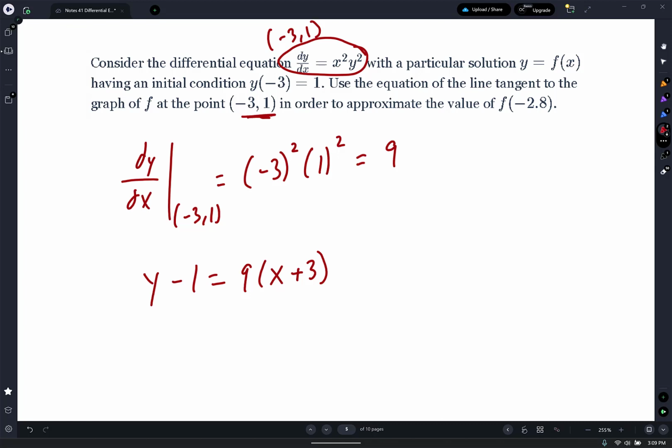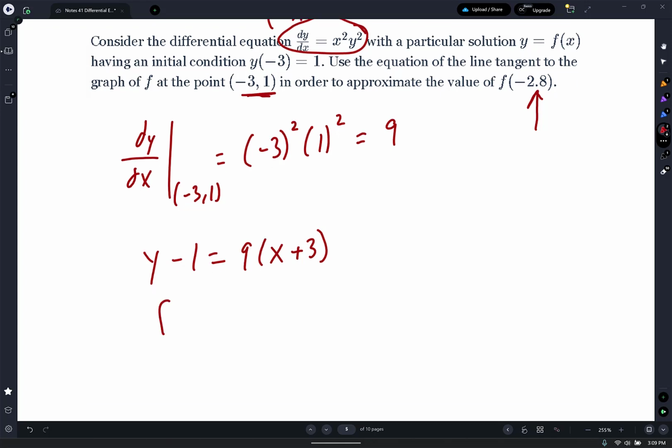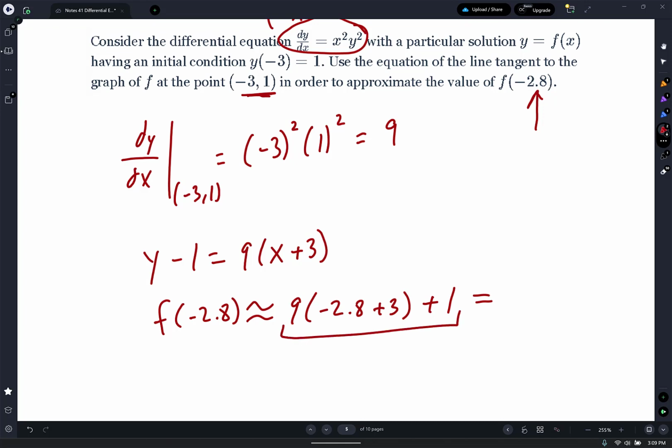That's my tangent. I'm using this to approximate what value? Negative 2.8. That's what I'm going to put for x. So I'm going to write f of negative 2.8 is approximately 9 times (negative 2.8 plus 3) plus 1. That's okay, that's not a linkage error, because you're saying this equals something, and that something is approximately f of negative 2.8, so this is perfectly fine.